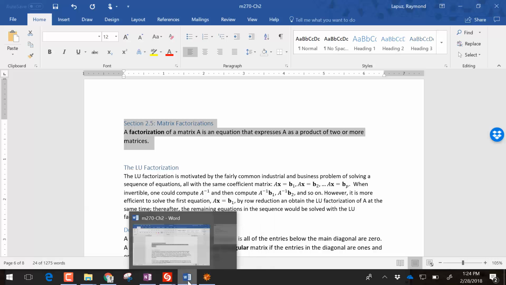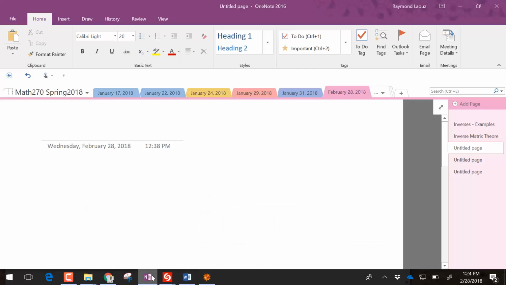Are there determinants there? Section 2.5.